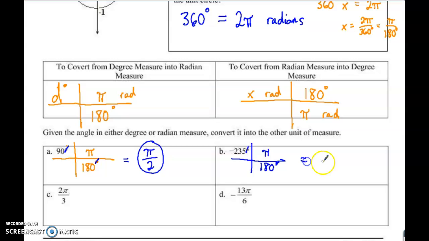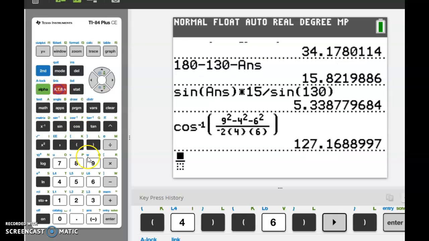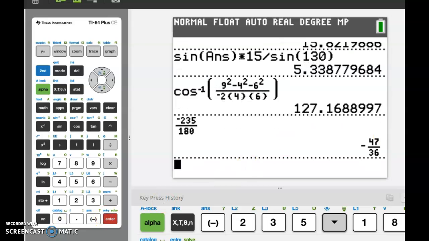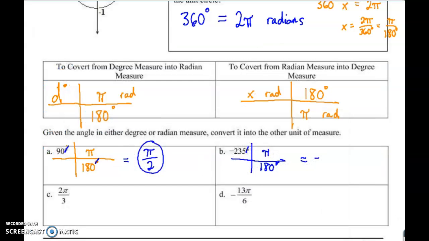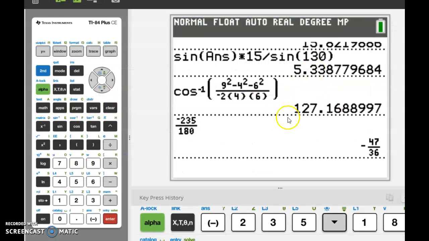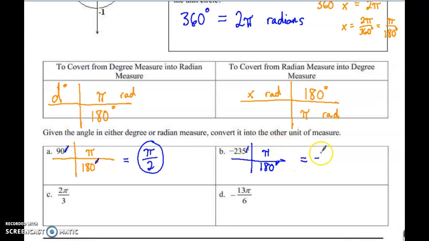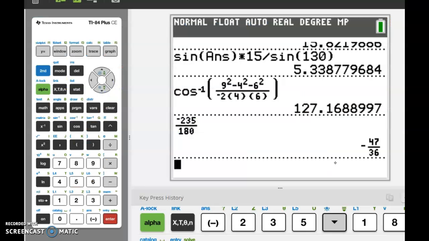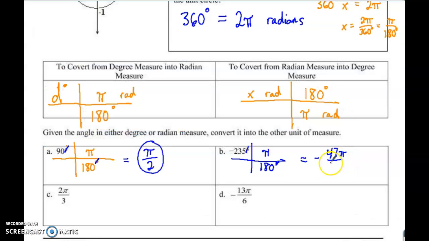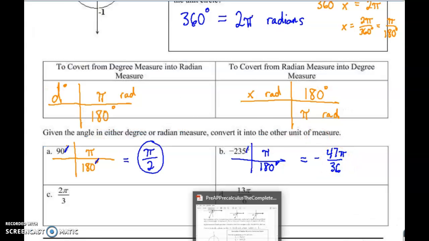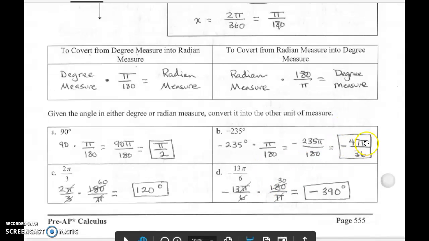Your answer is still negative, and you might just go to a calculator because your calculator will do this for you. Negative 235 times pi over 180 gives negative 47 over 36. And I'm running out of time, so I'm just going to jump to the answer key. He doesn't quite set it up the same way I do, but notice that the pi's will cancel.